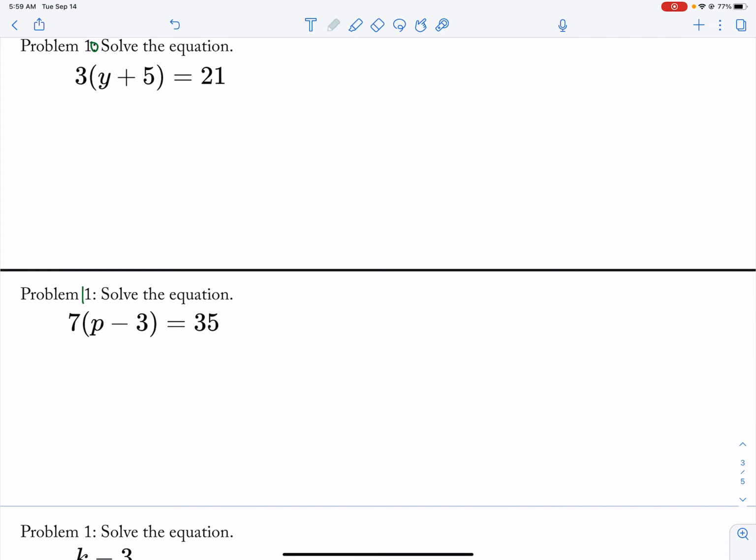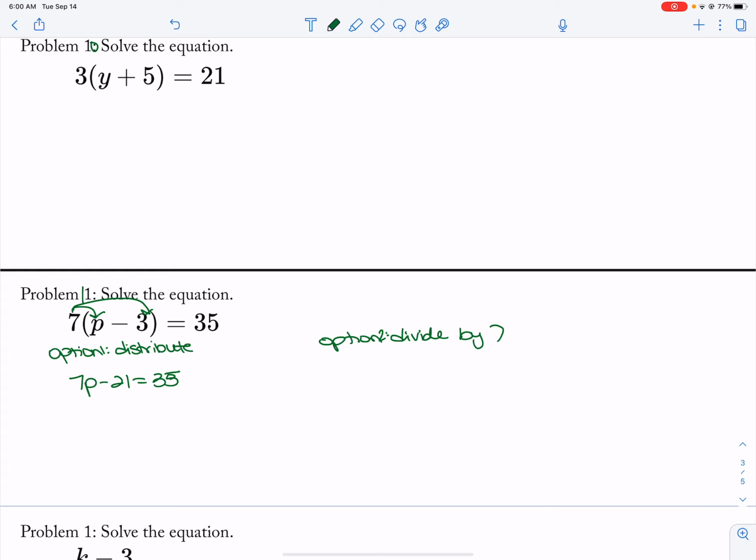So I can do one of two things. I can either distribute, right? So if I have 2 options. Option 1, distribute. Option 2, divide by 7. Okay, so option 1 would have given me 7p minus 21 is equal to 35. So add 21, and I would have gotten 56 is equal to 7p. Divide both sides by 7, and I get p is equal to 8.